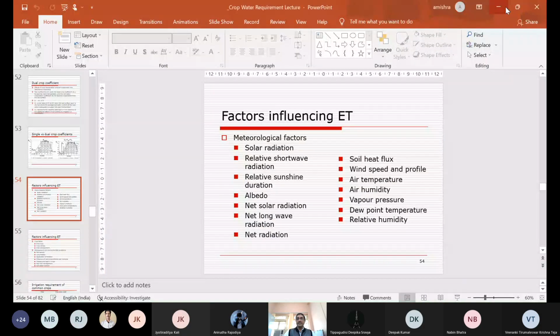If you recall, last time we were discussing methods used to find out evapotranspiration information, measurement as well as estimation. And at the last we learned about factors influencing evapotranspiration. Do you recall that? That is part of crop water requirement.